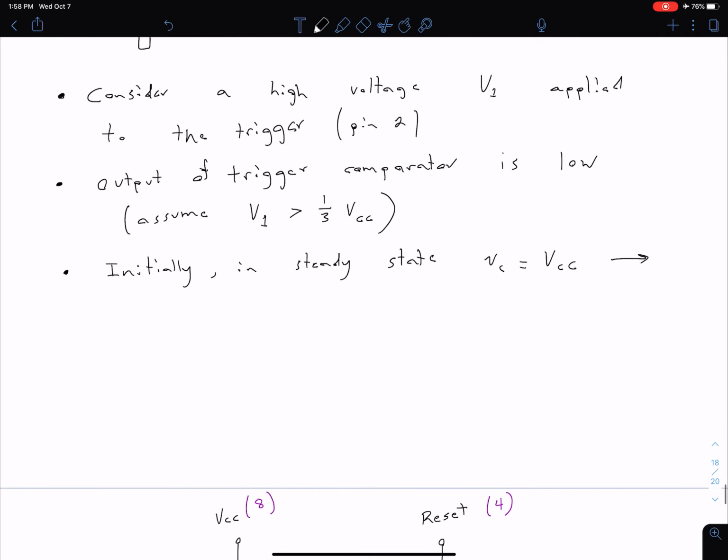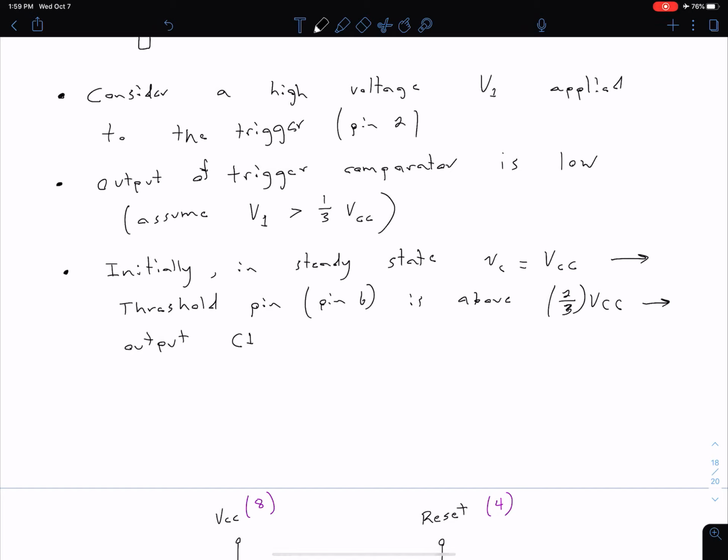So if our capacitor is charged all the way up, then our threshold pin, pin 6, is going to be above 2/3 of VCC. And so what that means, looking at that comparator, is the output of our comparator 1, C1, is high.